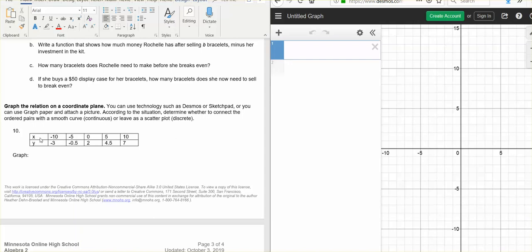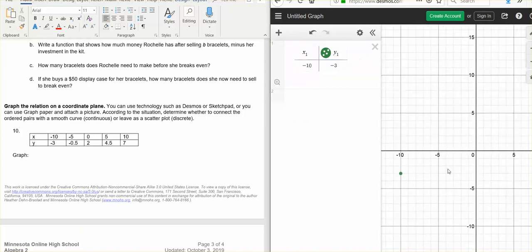So we are going to plot these points on a graph. Here's how to do it in Desmos. Click the plus sign, do the table, and this is where you would enter your coordinates. So our first coordinate is -10 for x and -3 for y, and that point is now graphed on Desmos right there. And then you can just hit enter and get a new row and put in your other points, -5 and -0.5. And there's the next point.